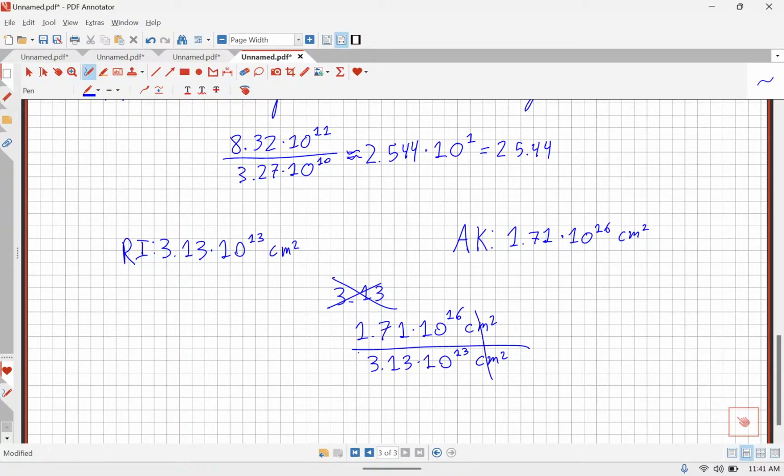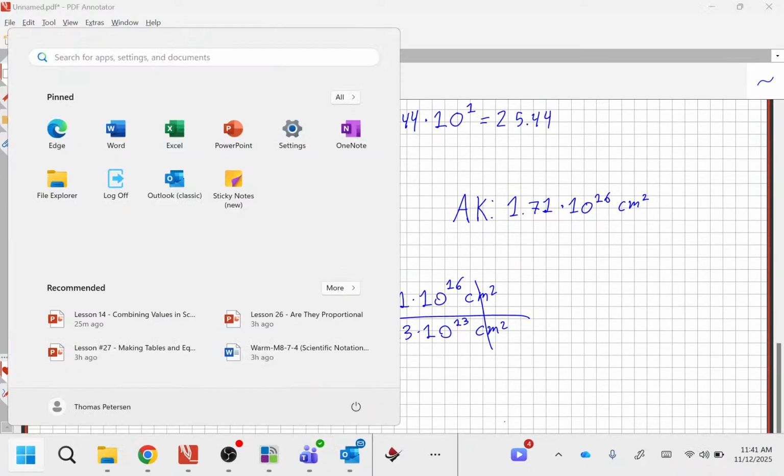Awesome. Luckily, those divide out right away. We don't have to worry about them anymore. But what made you change your mind? You started with 3.13 on top, and then you fixed it. What made you change your mind? Bigger. Yeah, Alaska looks smaller if you look at the number in front of the 10, but Alaska is bigger because of the exponent.